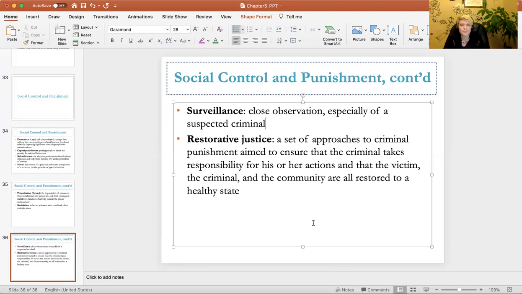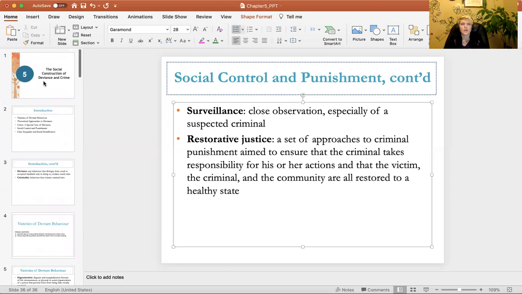And finally, restorative justice is a set of approaches to criminal punishment aimed to ensure that criminals take responsibility for their actions, and that the state of community after the crime is seen through legal processes and the punishment and also the supports for the victims restore a kind of sense of well-being and health within the community or the state.